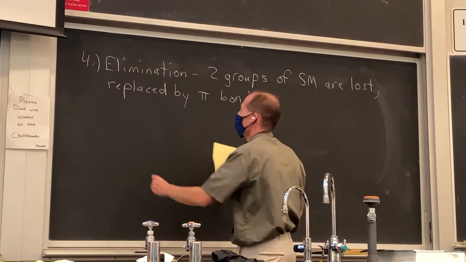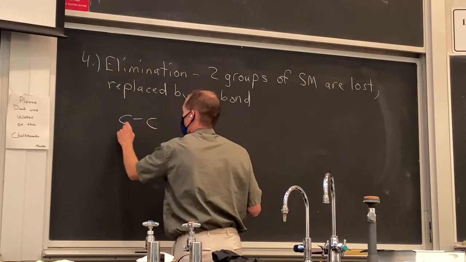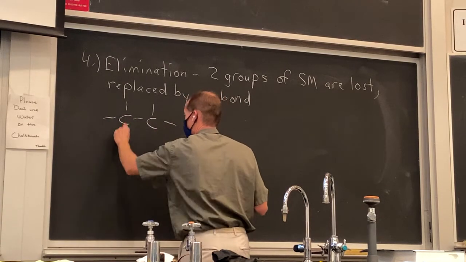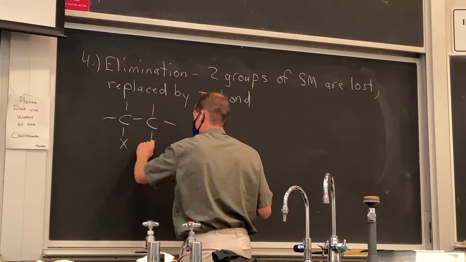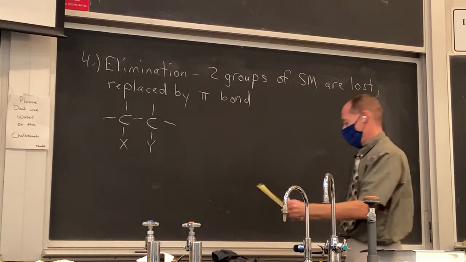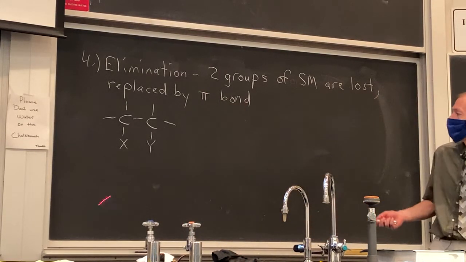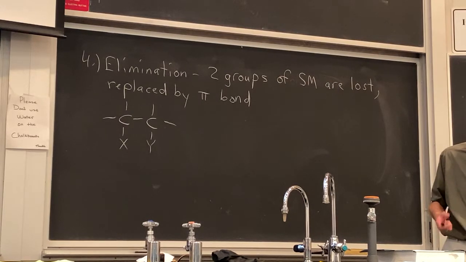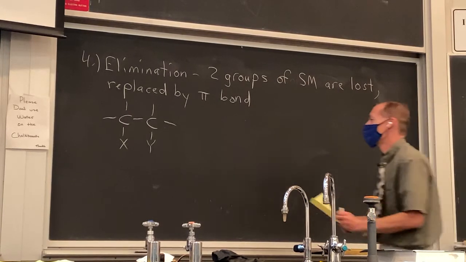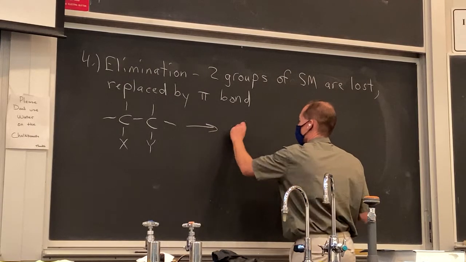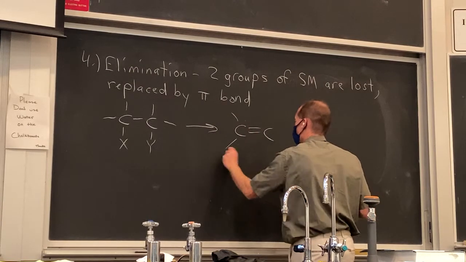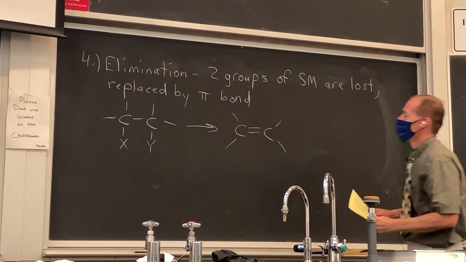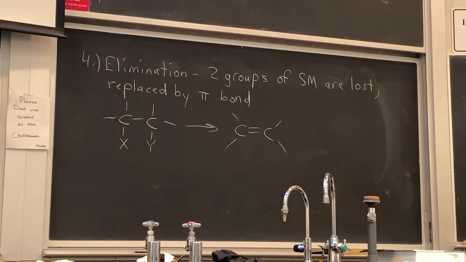So we'll draw a generic version of this. Okay. So here's our starting material. We have two different groups, X and Y, on adjacent carbons. And we lose those, and we replace that with a pi bond.